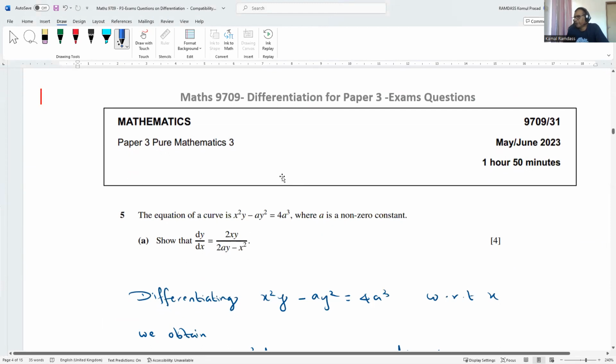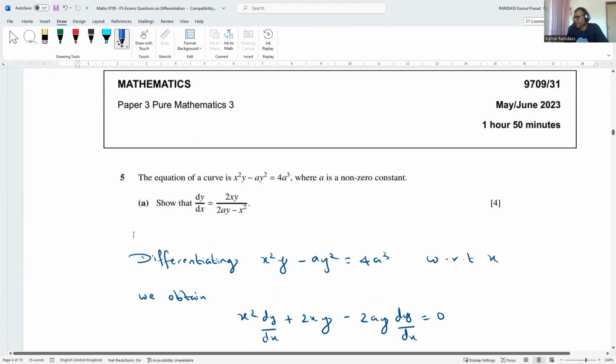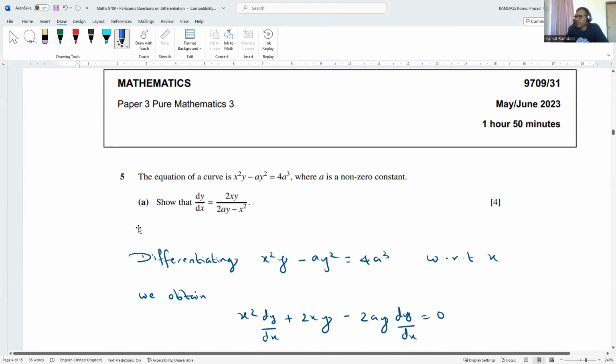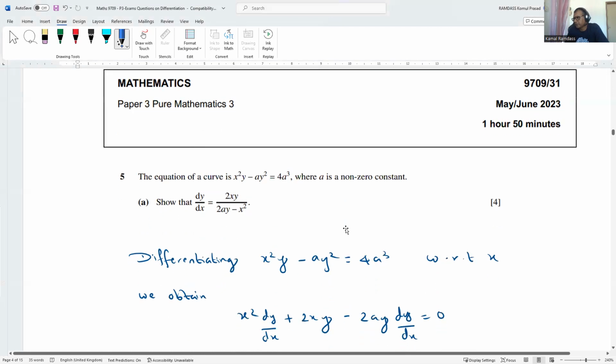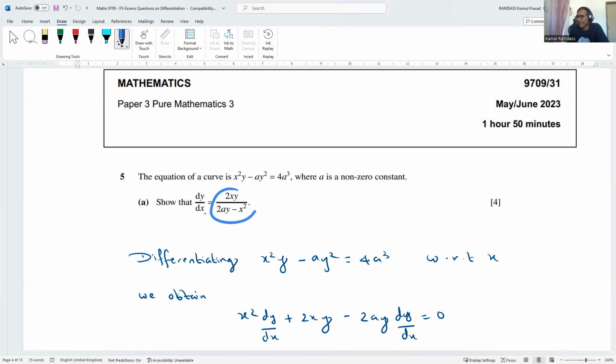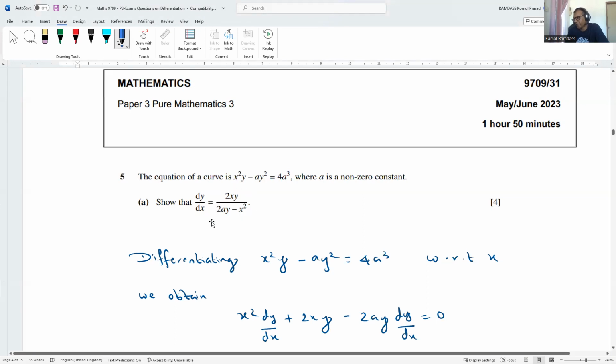May-June 2023. Question 5. The equation of a curve is x squared y. Well, this also has several variations. Paper 3, variant 1. The equation of a curve is x squared y minus a y squared is equal to 4a cubed, where a is a non-zero constant. Show that dy by dx is equal to 2xy divided by 2ay minus x squared.